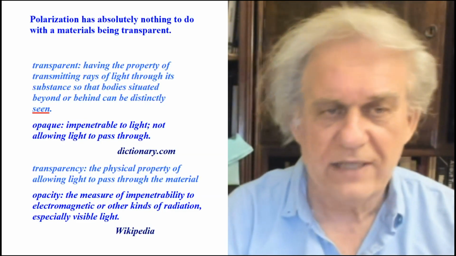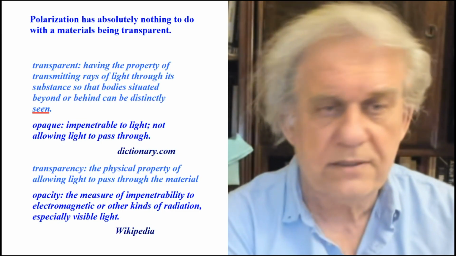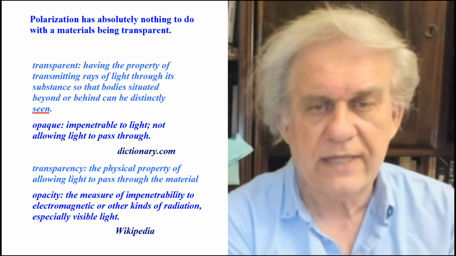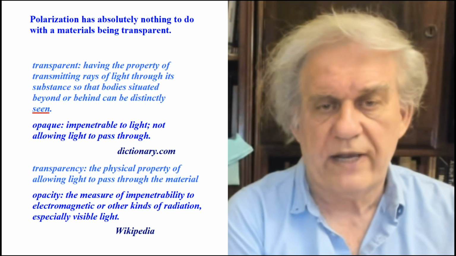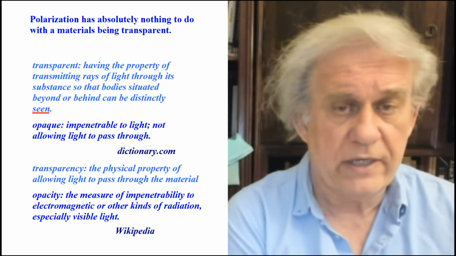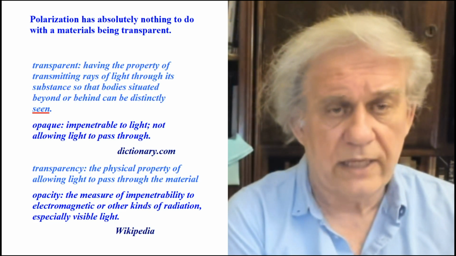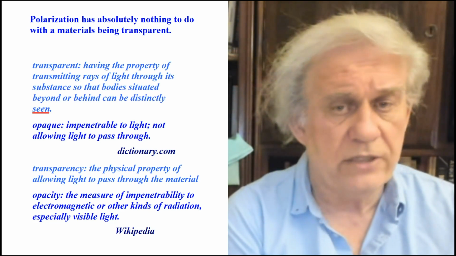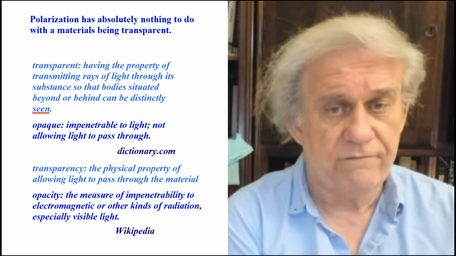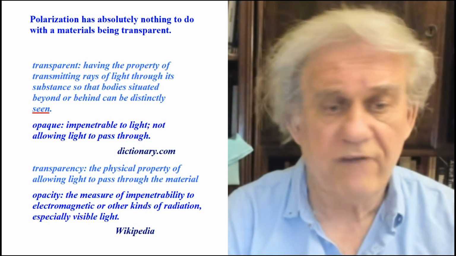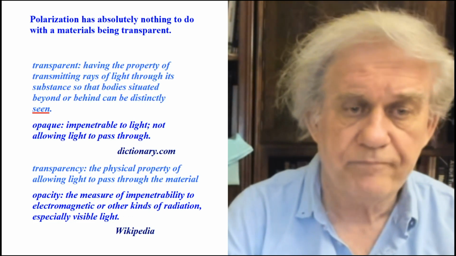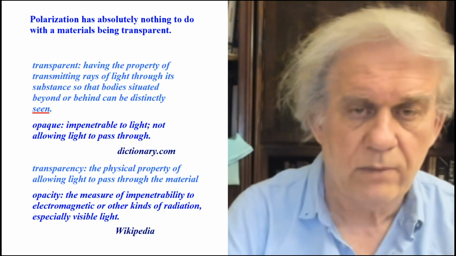Here it is. Fellow says, polarization has absolutely nothing to do with materials being transparent. I covered that the other day. We just look at the definitions of transparent and opaque, and we find out that that's exactly what transparent and opaque mean. It's: does light go through or not, okay? And that's the quantum version. So yeah, polarization either allows the light to go through or it doesn't. And so, yeah, polarization does have a lot to do with this subject matter that I'm talking about, which is opacity and transparency.